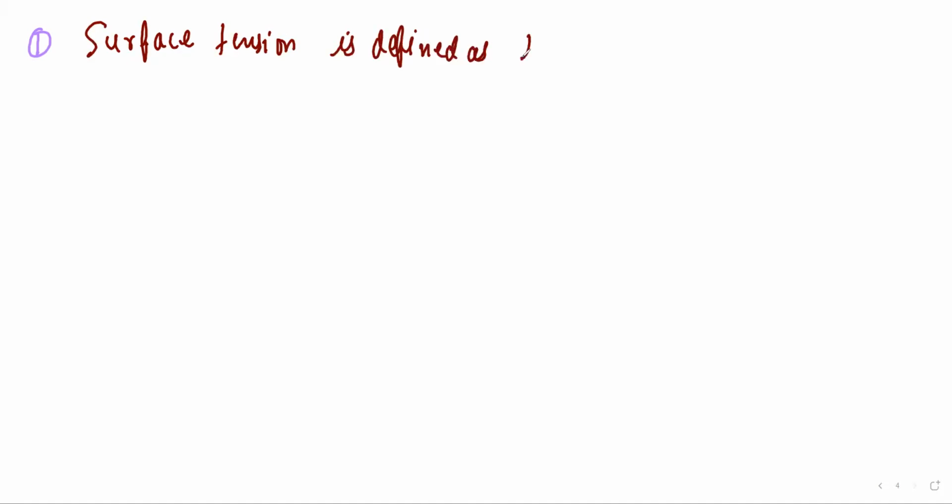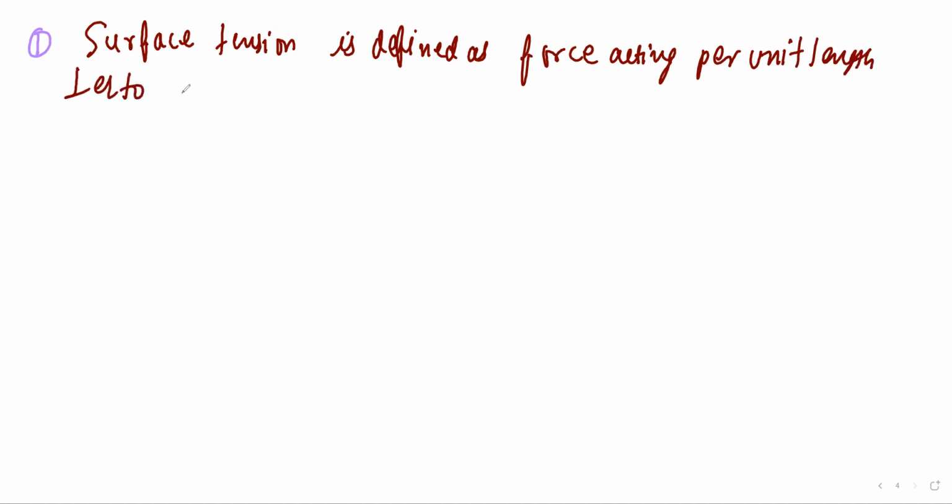So let's see the definition of surface tension in a proper way. Surface tension is defined as the force acting per unit length perpendicular to the line drawn on the surface of liquid.